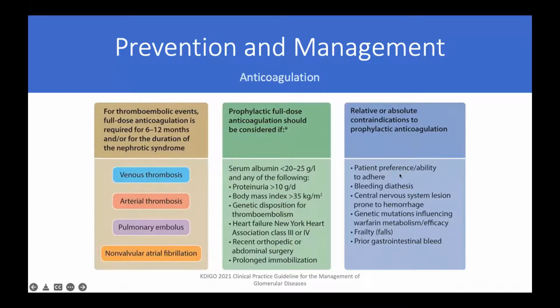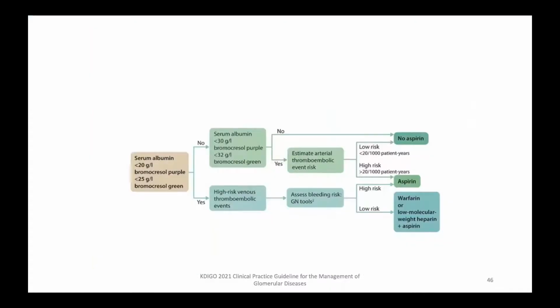We also assess the risk of bleeding in the patient, and if there are any significant risk factors for bleeding tendencies, then we might withhold anticoagulation. So this is the algorithm showing the decision tree. If the patient has serum albumin of less than 2 or 2.5, then the patient is at high risk for venous thromboembolic events, and then we assess the bleeding risk of the patient.